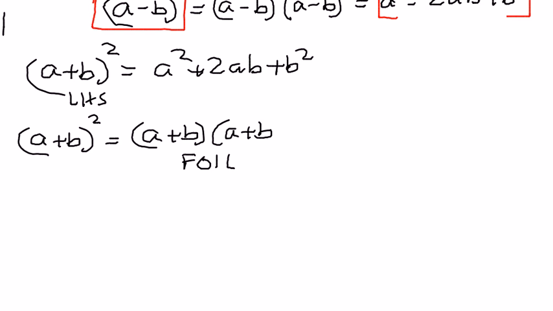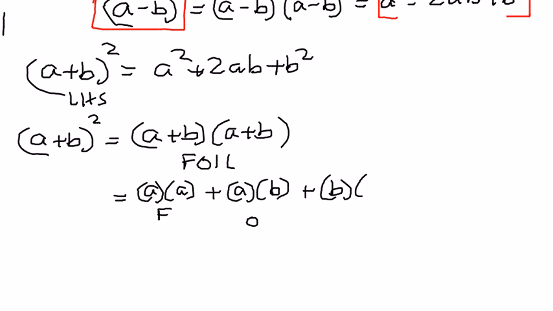The FOIL method is we're going to multiply the first terms, multiply the outer terms, multiply the inner terms, multiply the last terms. Pretty much we're using the distribution property here to expand it out and then combine the like terms. When we expand this, we're going to get a trinomial. A times A is multiplying the first terms, plus A times B the outer terms, then B times A the inner terms, and then B times B the last terms.